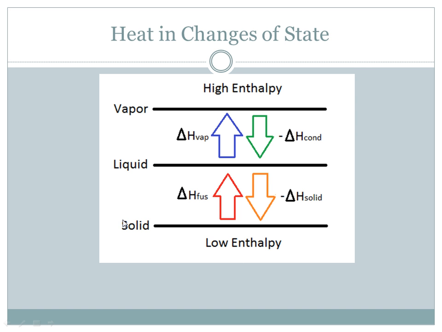And so when you're going from a solid to a liquid, you have a positive delta H of fusion. And when you're going from a liquid to a vapor, you have a positive delta H of vaporization. And going in the alternate direction from high enthalpy to low enthalpy, you get a negative delta H of condensation from vapor to liquid, and a negative delta H of solidification from liquid to solid. So these delta H's are going to be the same values, just different signs.